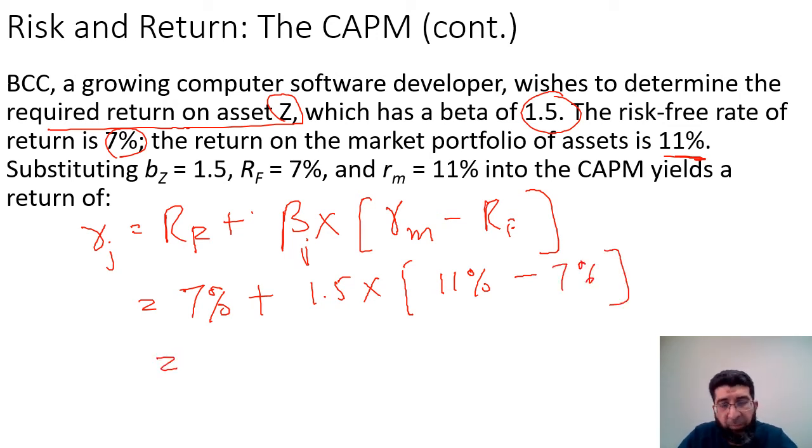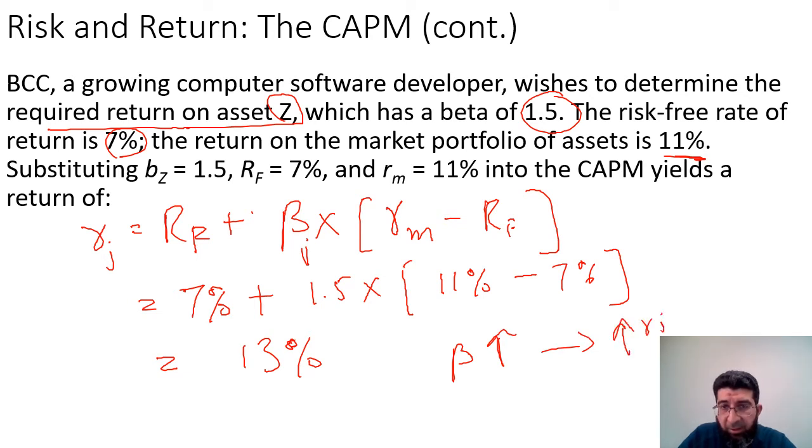This comes out to be 13%. So now our required return is 13%. If we are going to invest in this stock, BCC, this means that we need a return of 13% in order to compensate us for the systematic risk that this stock has due to the market conditions. So high beta means high required returns, high beta, high RJ. Low beta means low RJ.